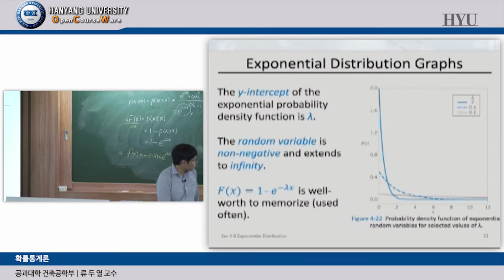And the cumulative distribution function F(x) is equal to 1 minus e^(-lambda x), right here. It's well worth memorizing. Why? Because it is used often.